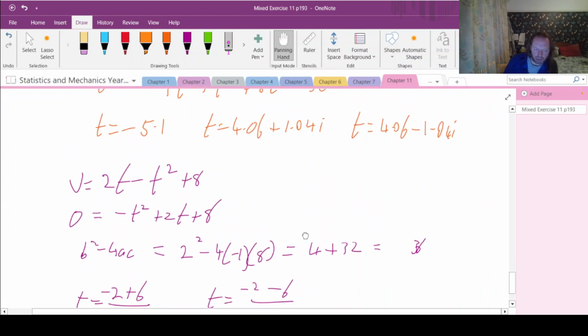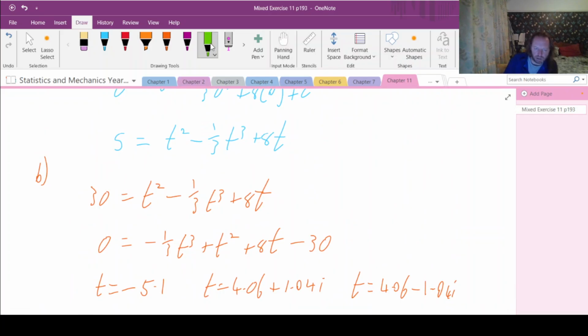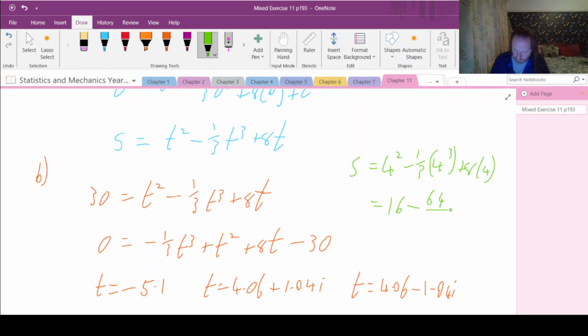And after 4 seconds, using this one for distance, s is equal to, so by the time it stops, at 4 seconds, we're on 4 squared minus a third 4 cubed plus 8 times 4. 16 minus 4 cubed, 64 divided by 3, 64 over 3, plus 32. 16 plus 32 minus the 64 over 3 gives me 80 over 3, which is 26.6 meters, and it has stopped.